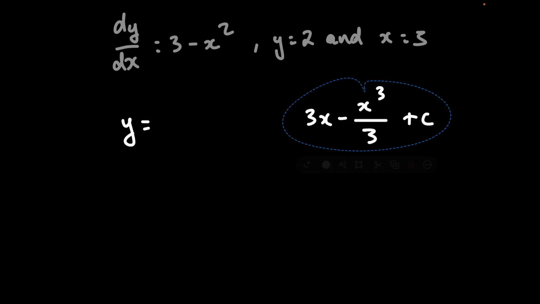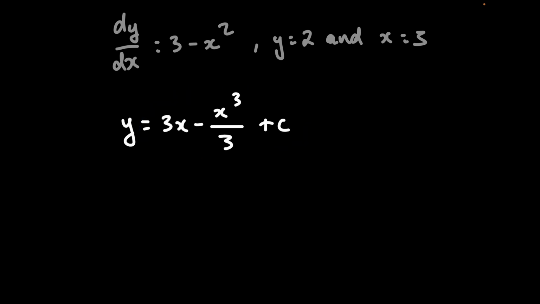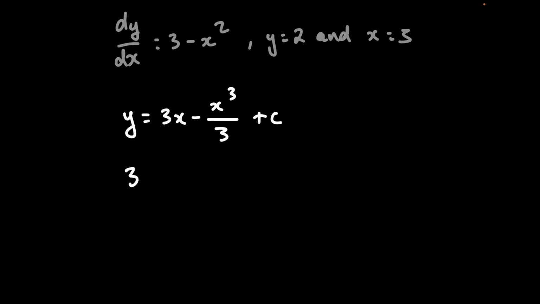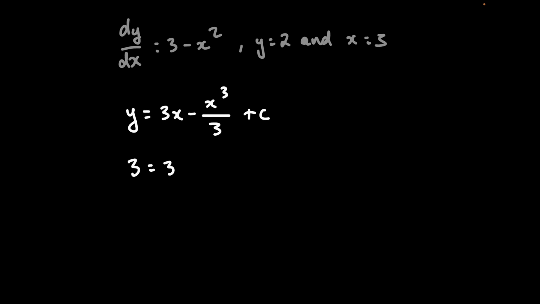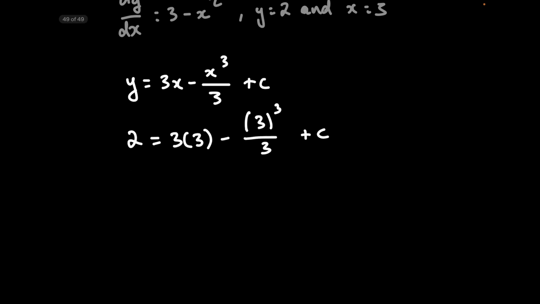So now that we have this as our integral, we still need to work out what the value of c is. And we're going to work out the value of c by just subbing these coordinates into our equation. So we know that when x is 3, y is equal to 2. So 2 is the same as 3 times 3 minus 3 cubed on 3 plus c. When we work this out, we get that 2 is really the same as 9 minus 27 divided by 3, which is just 9, plus c.